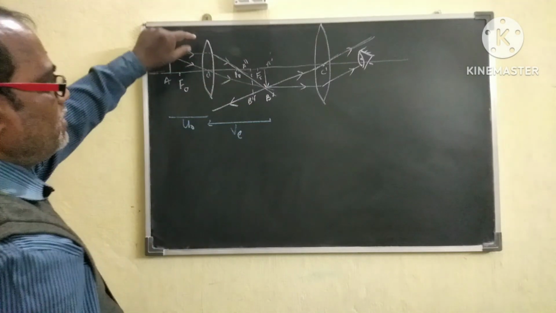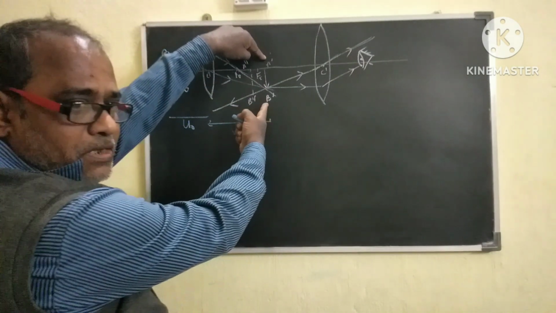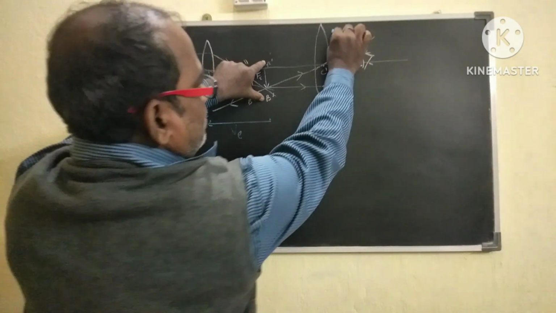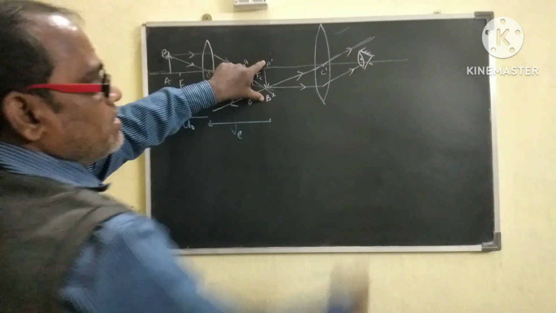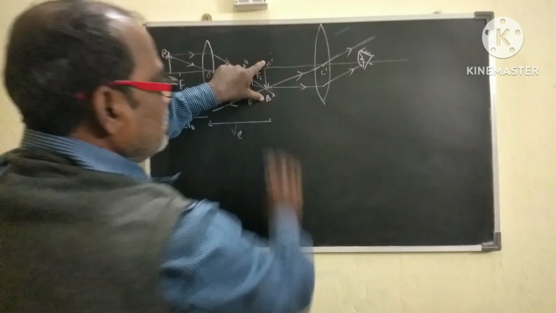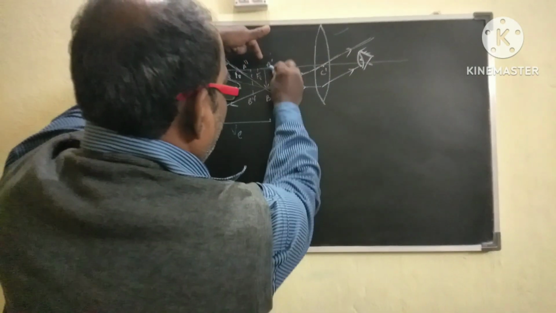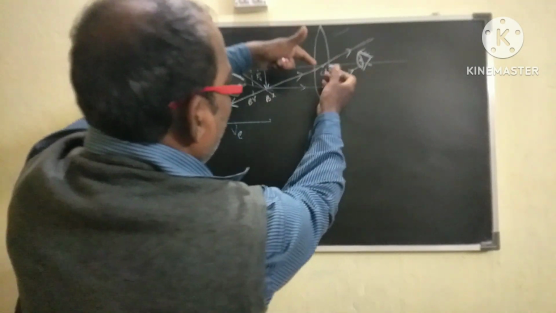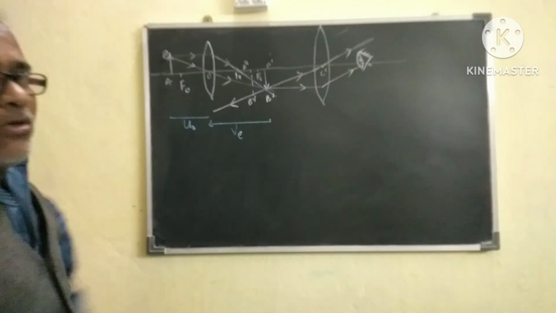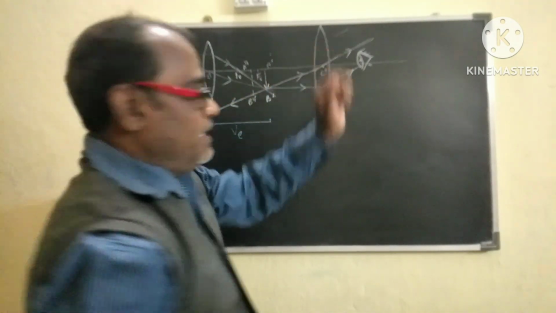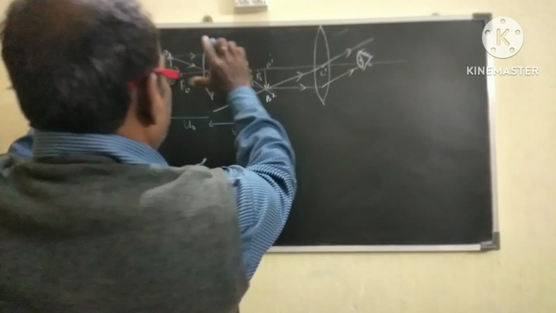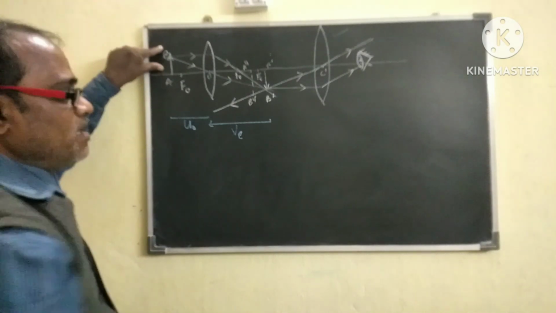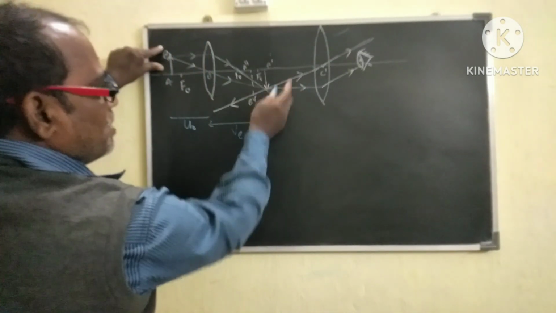Now the image formed by the objective lens is A dash B dash. This A dash B dash becomes the object for the eye lens. This is the eye lens, which is of a larger aperture and a shorter focal length. Now this image which is formed due to the objective lens is between the focal length and the optical center of the eye lens.